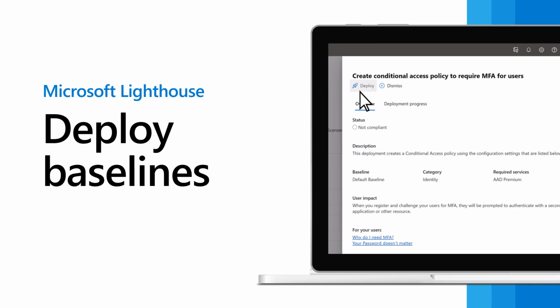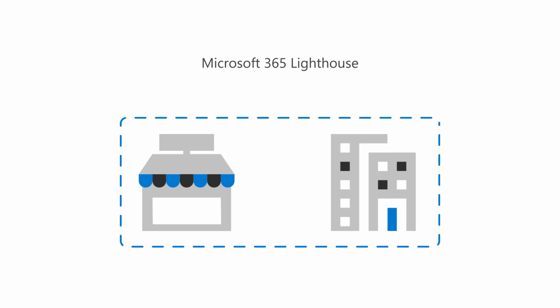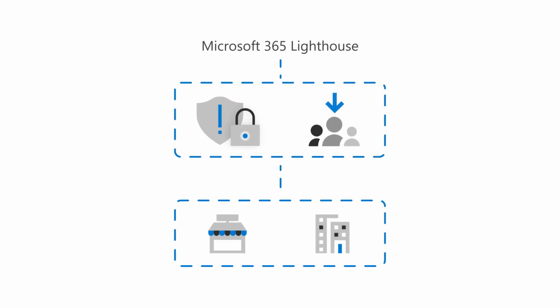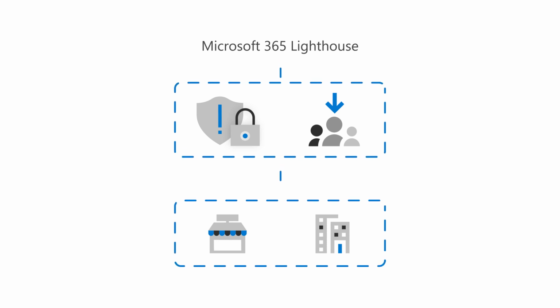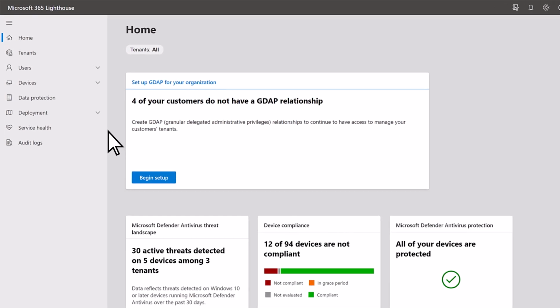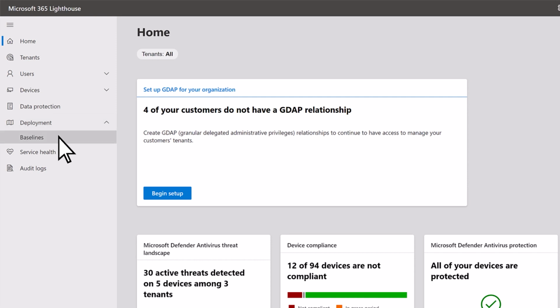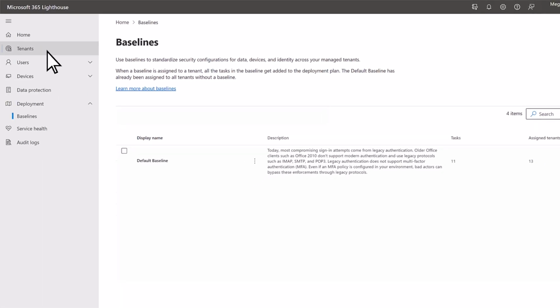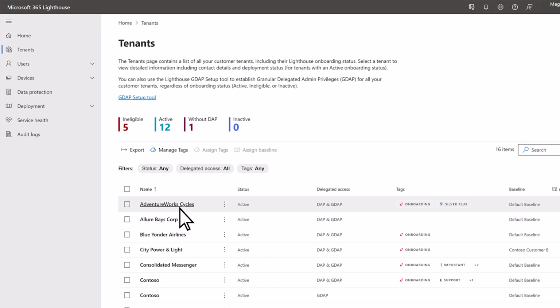Microsoft 365 Lighthouse helps managed service providers manage small and medium-sized businesses by recommending tailored security baselines and providing multi-tenant views across all customer environments. Baselines contain tasks that deploy core security policies and compliance standards that keep your tenants' users, devices, apps, and data secure. To deploy a baseline, select an active tenant from the list.